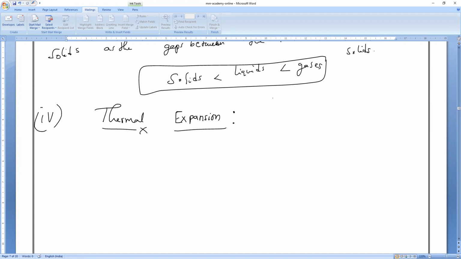So now tell me, will they show maximum thermal expansion or minimal thermal expansion? Everyone? There, the force of attraction is very, very weak, so they will continuously strike the walls of the container. Sir, more, because kinetic energy is more. Yes, because of the weaker forces of attraction, the kinetic energy is extremely more. Understood? So it will be highly expansive, with high thermal expansion, cubical expansion.